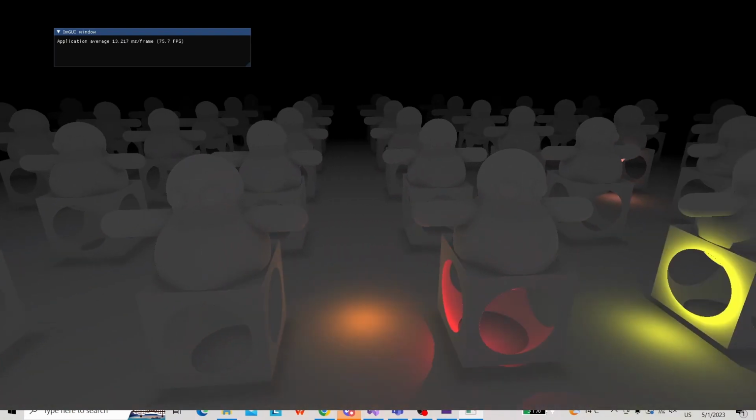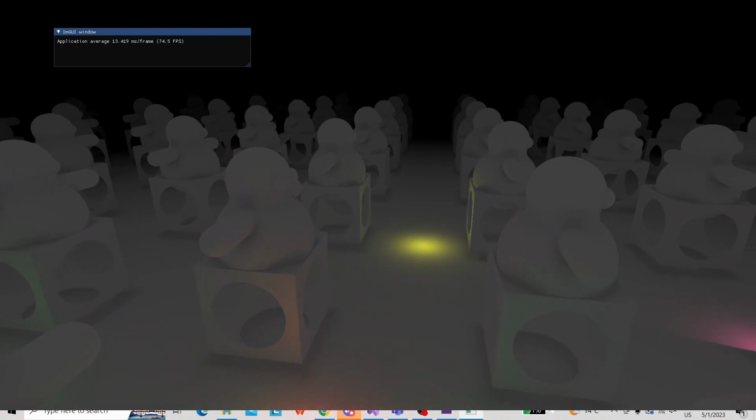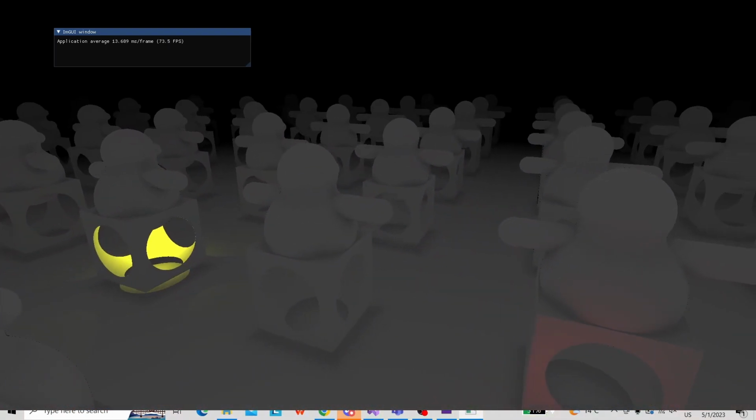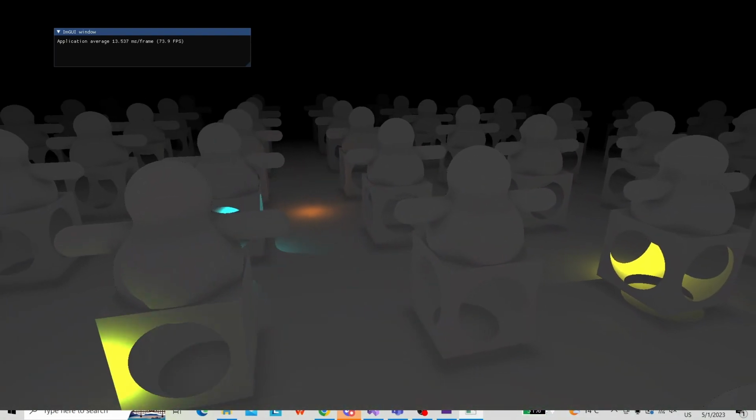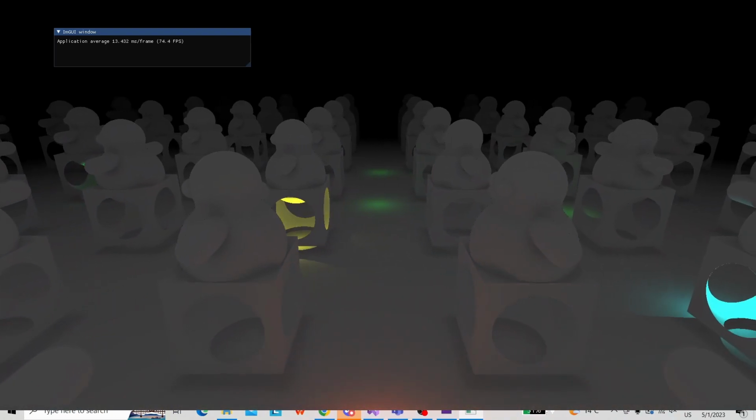Raymarching is a rendering technique which involves sending rays out from the camera, one per pixel, and marching along the ray. At every marching step, the position of the tip of the ray is evaluated against all the signed distance functions in the scene. These signed distance functions can be used to construct and manipulate complex shapes.